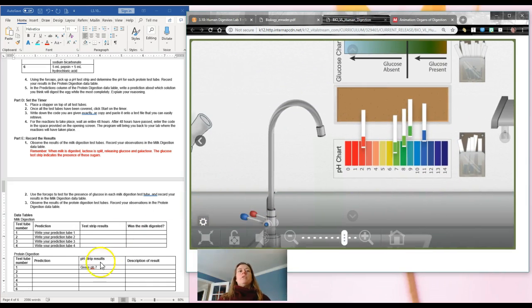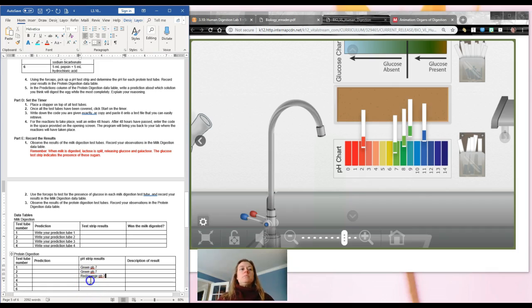Let's write these down before we forget. The second one was green. pH is 7. The third one was red, orange. And that was a pH 2. The fourth one was blue, purple. We'll say blue. pH 11.